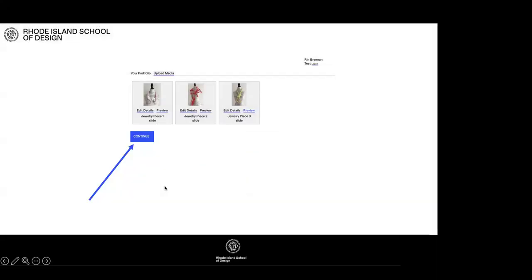Once you're done uploading all of your portfolio images and everything looks good to you, you'll press continue. Of course, for the sake of demonstration, I've only uploaded 3 images here, but if I were applying, I definitely want at least 12 thumbnails here before I clicked continue.